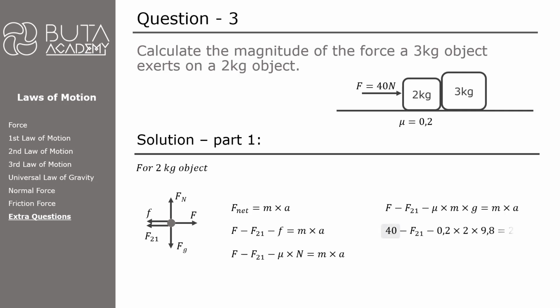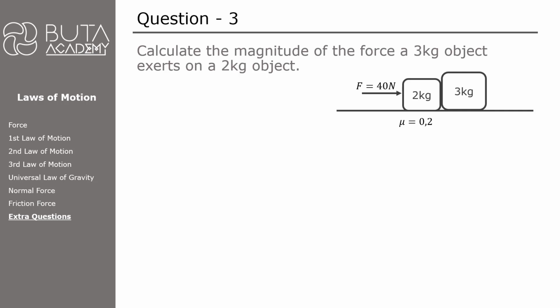The applied force is equal to 40 newtons. Coefficient of friction is 0.2. Mass of the object is 2 kgs. And the gravitational acceleration is 9.8. After some calculations, we get the first equation of this question. 36.08 minus F21 is equal to 2 times a. We have now one equation with two unknowns.